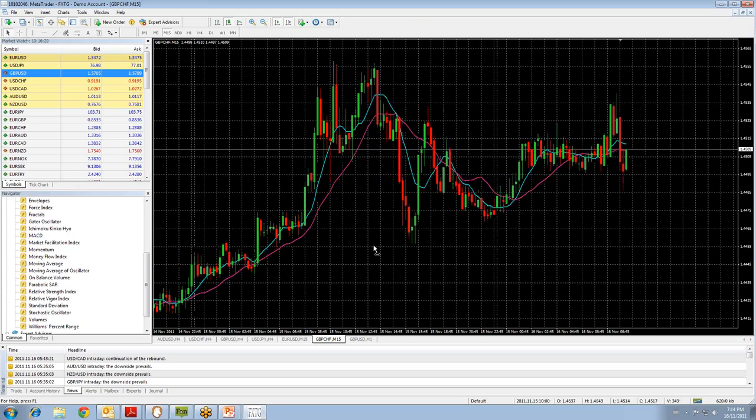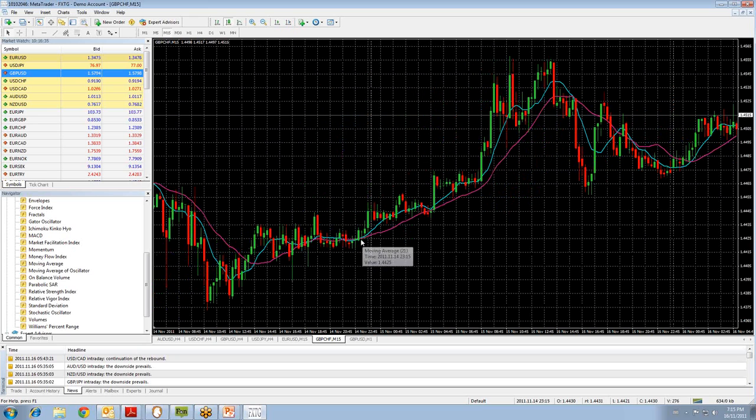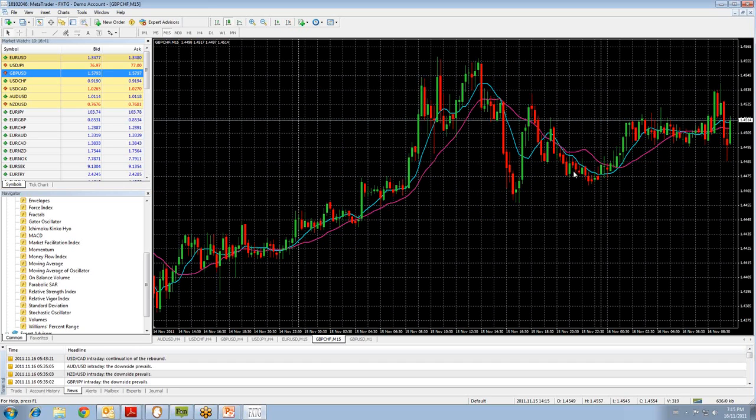As you can see on the pound Swiss franc, this is an excellent example here of a nice crossover, and that trend has just kept on going. I mean, you could have put a trailing stop loss on that, and you could have made some serious pips there. We can calculate the pips on that move there.